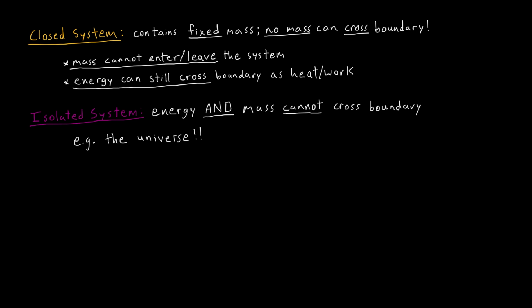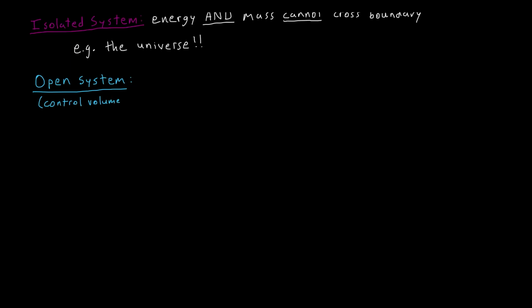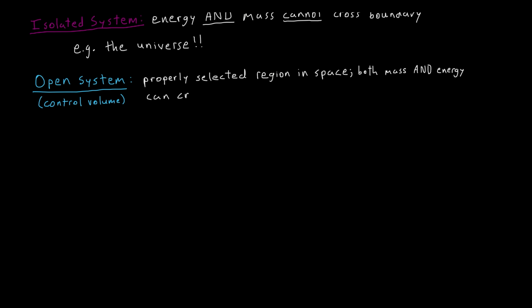Last but not least, we have an open system, also known as a control volume, and it is defined as a properly selected region in space, again for study. But unlike a closed system, here particularly both mass and energy can cross the boundary. This particular system is the most commonly used in engineering thermodynamics, with some examples being compressors, turbines, and nozzles.